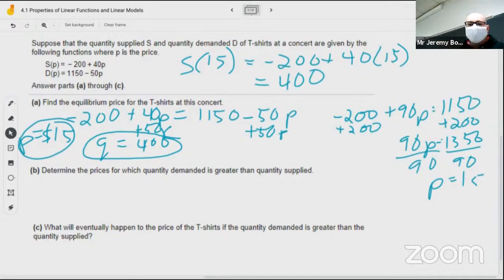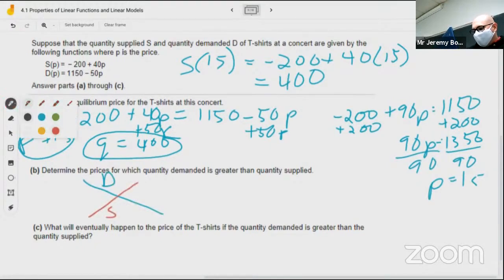All right, we want to determine the prices for which the quantity demanded is greater than the quantity supplied. Now notice that the supply is increasing, and it starts at a negative number, and that the demand starts at a high number and then decreases, because as the price increases, the demand will go down. So the demand line is going to be above the supply line until they reach that equilibrium point.